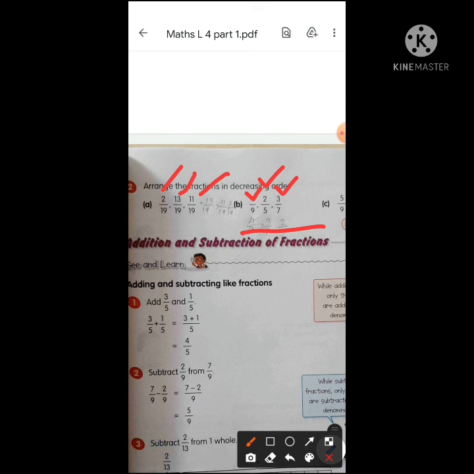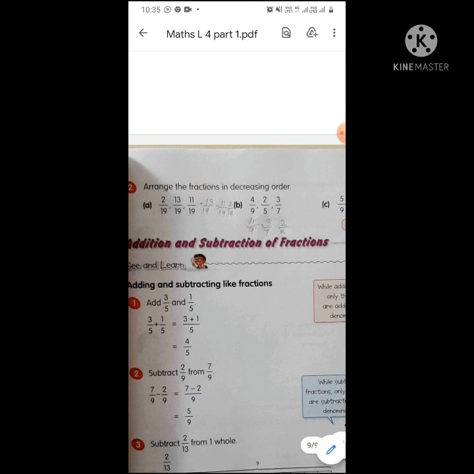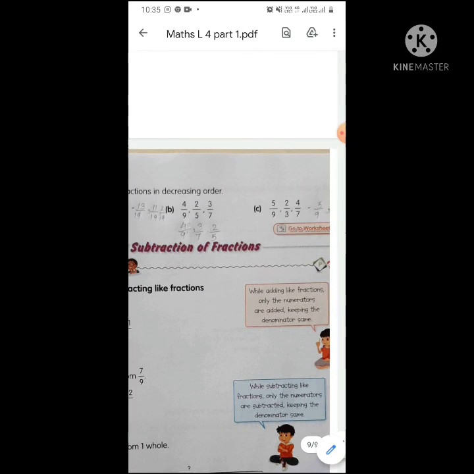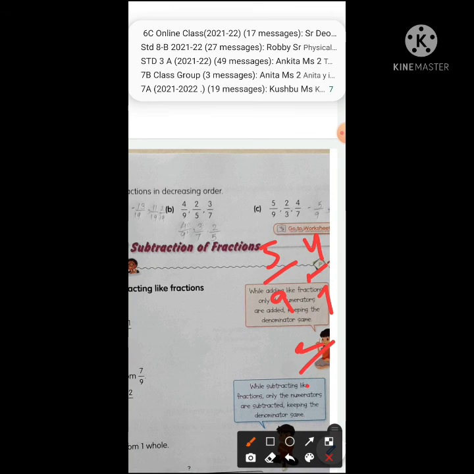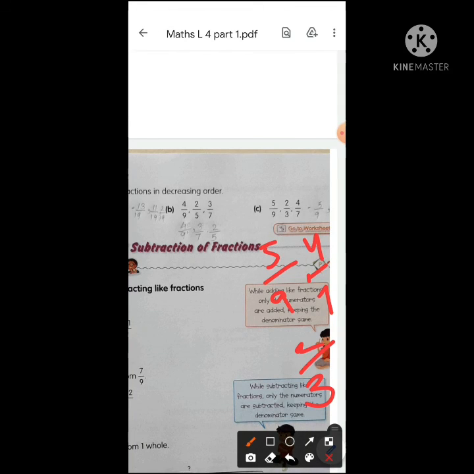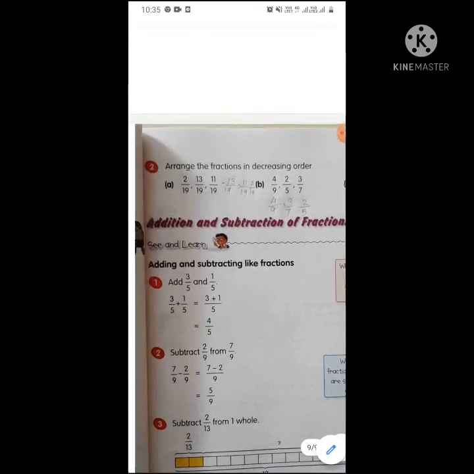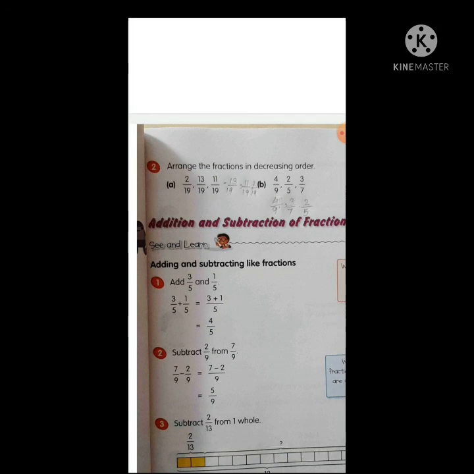Same way now we will see the C1. C1, which is bigger? 5 upon 9, 2 upon 3 and 4 upon 7. So first will be 5 upon 9, then 4 upon 7, then 2 upon 3. So we have to arrange like this. Okay. Now the next topic, addition and subtraction, we will see in the next part.